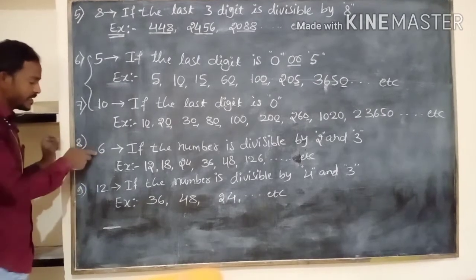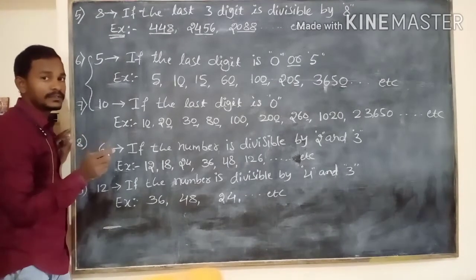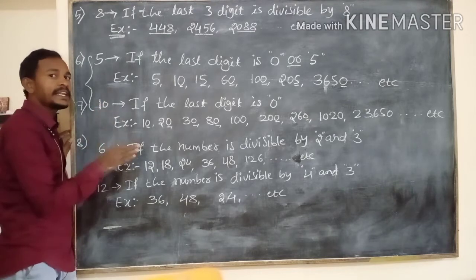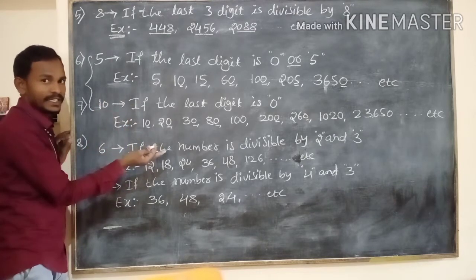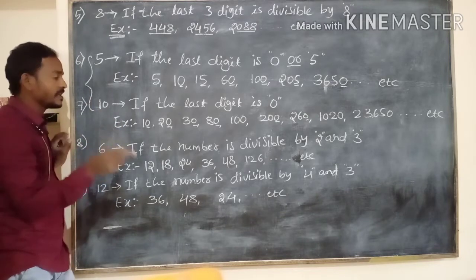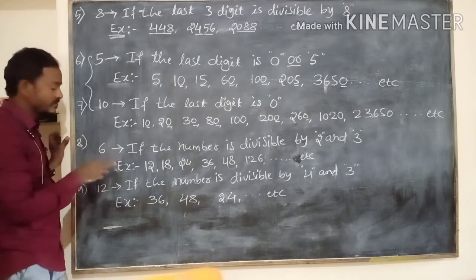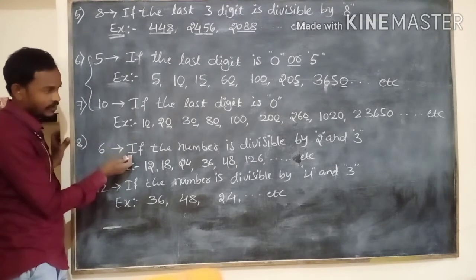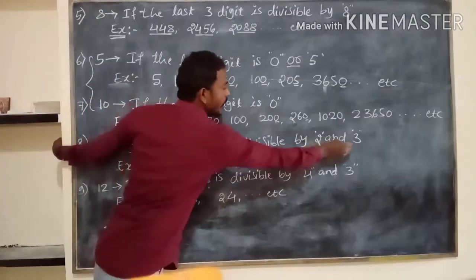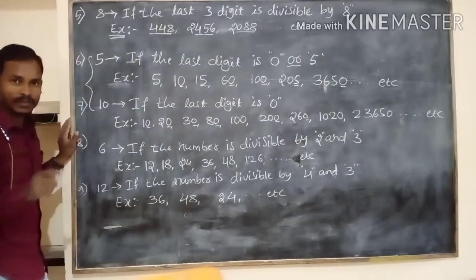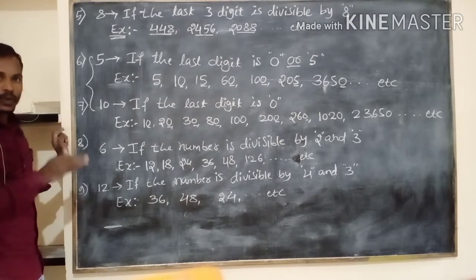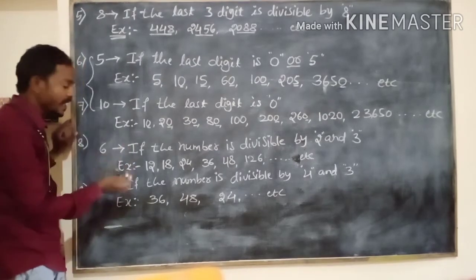It says that a number which is completely divisible by 2 and 3 will be completely divisible by 6. Here I wrote on the board: if the number is completely divisible by 2 and 3, then the total number will be completely divisible by 6.